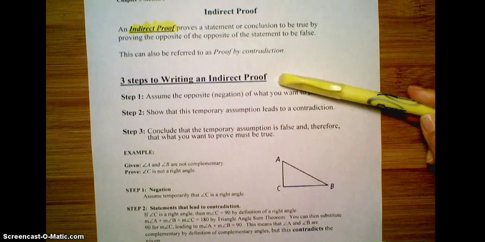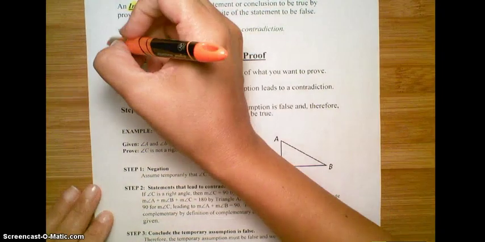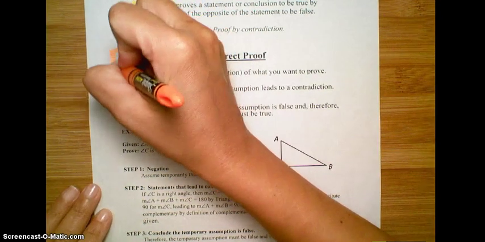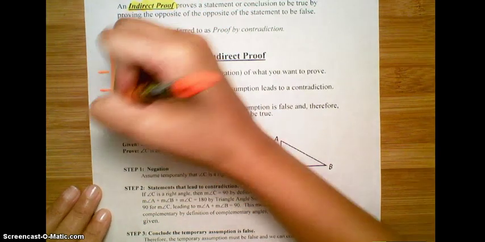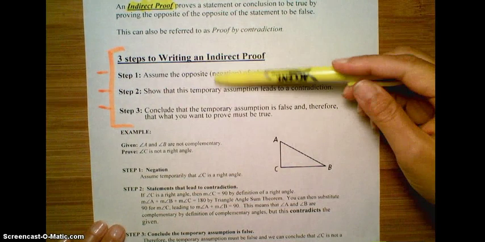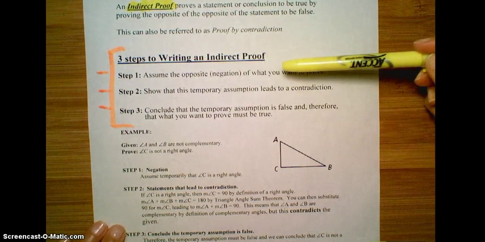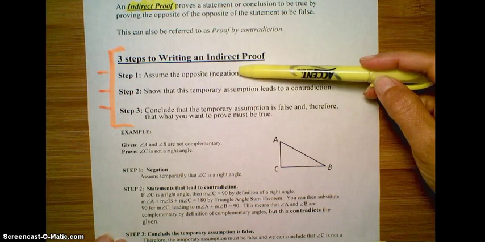Okay, so to write an indirect proof, you're going to have 3 steps. These are your 3 steps. These are very, very important to you. The first step is you assume the opposite of what you want to prove. So you negate your proof statement.